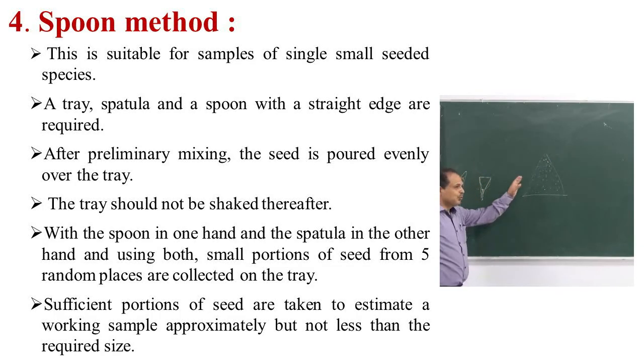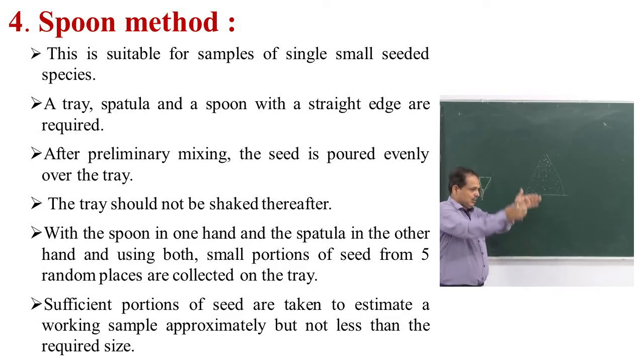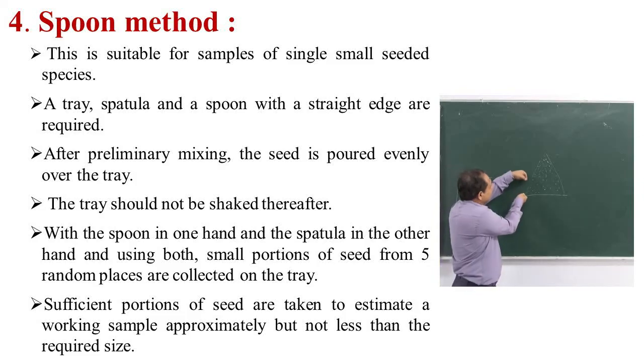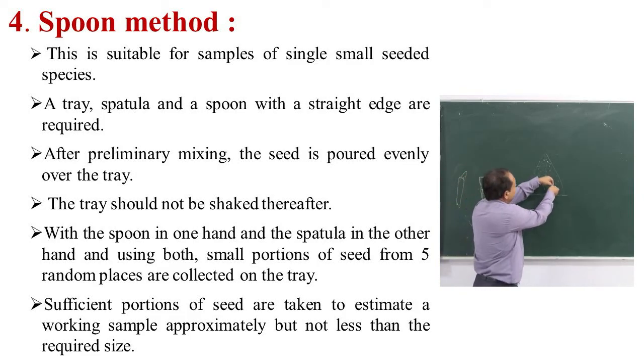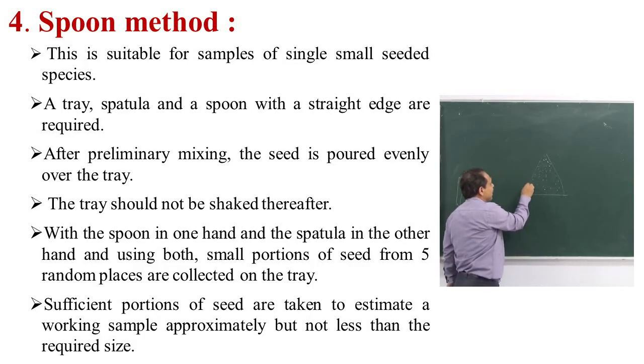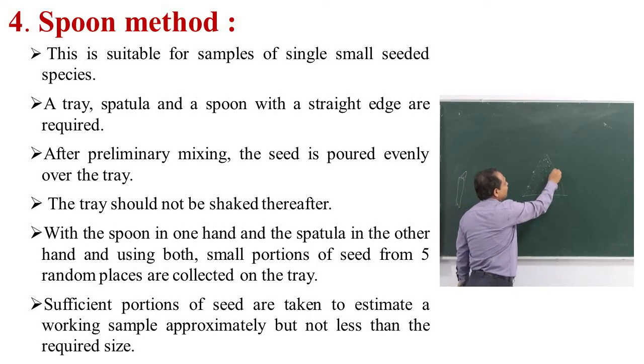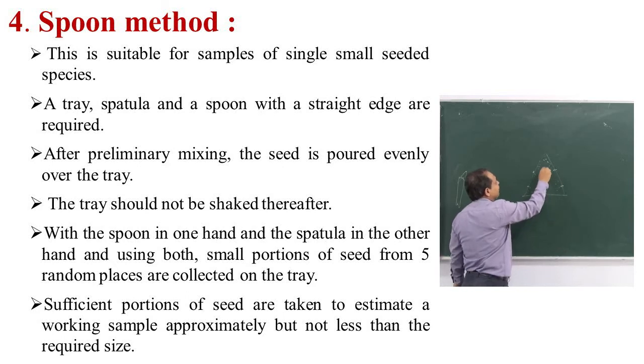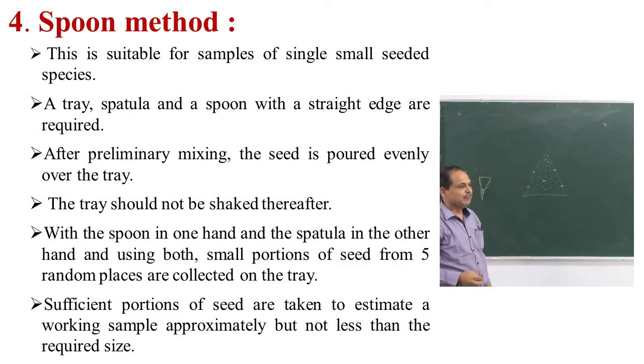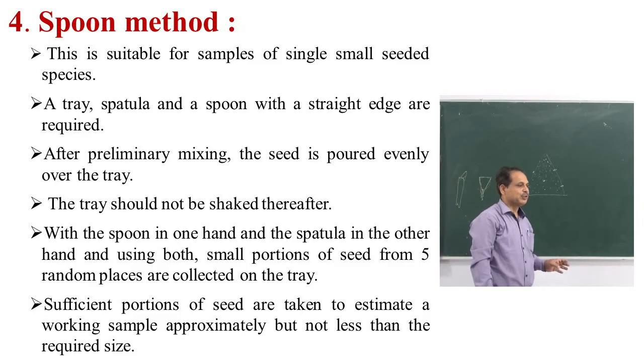The seeds are stored in this way. We can just make this pile, and thereafter, with the spatula in one hand and the spoon in the other hand, we can take the primary samples from different portions, either from here or here or here or here or here. We can take the different seed samples from the different portions.